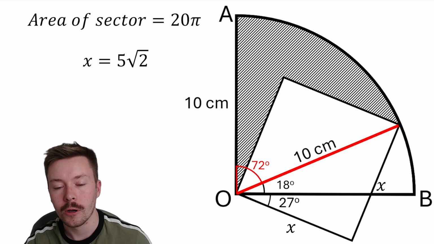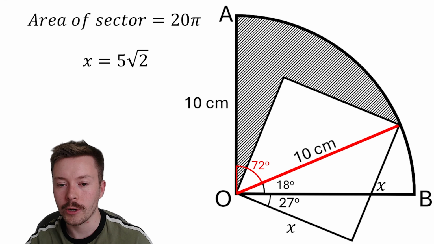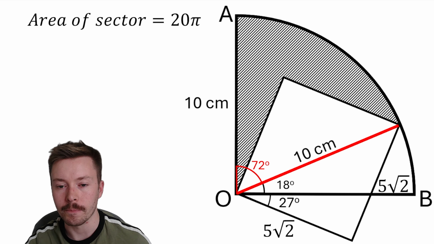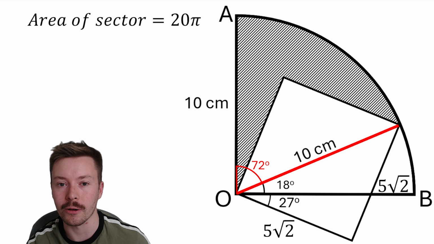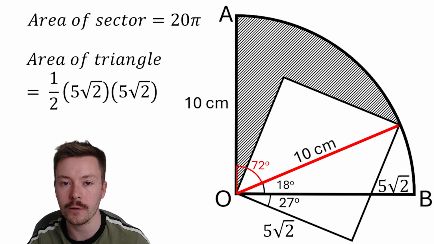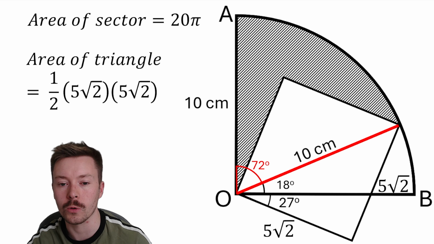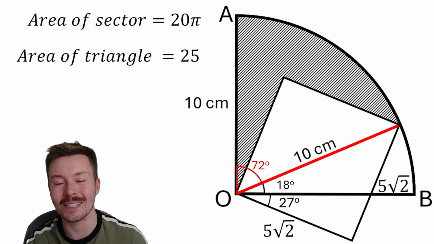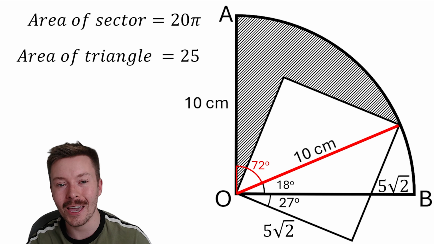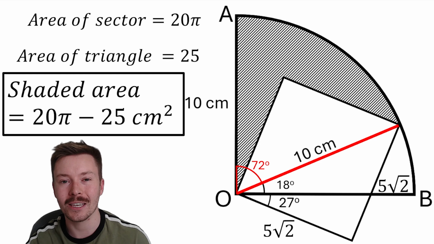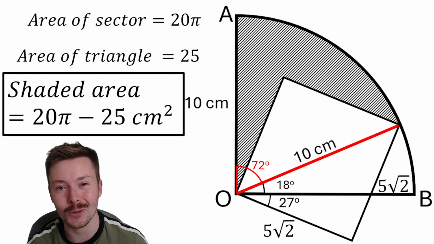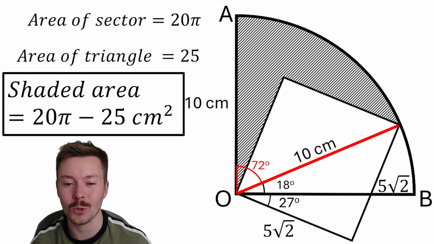Okay, now from there, I'm going to put that onto my diagram. I'm then going to work out the area of half of that square, or the area of the triangle. So I'm going to do a half times 5 root 2 times 5 root 2, and that gives an answer of 25. Then to get the area of the shaded region, I'm going to do 20 pi, the area of the sector, subtract the area of the triangle, to give me a shaded area of 20 pi subtract 25 centimeters squared.